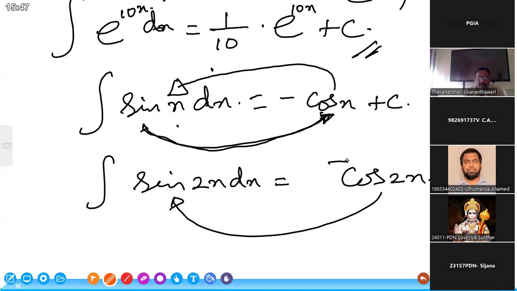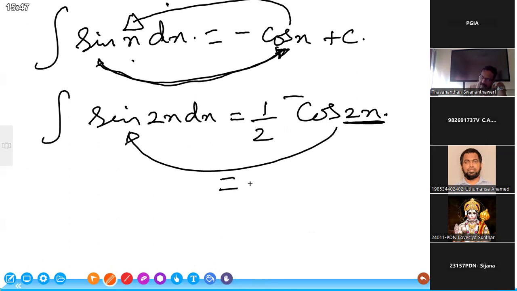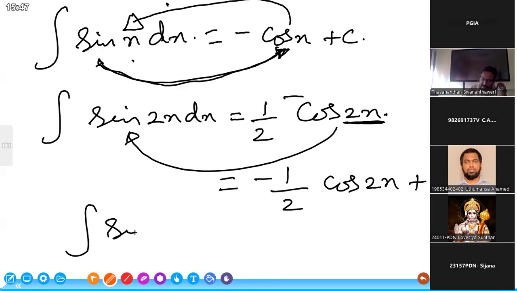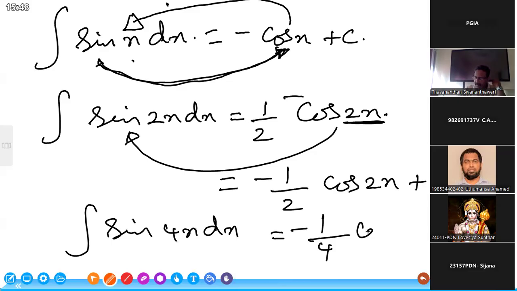Good. Now, if you differentiate 2x, it becomes 2. So where does this 2 go? If you say half, that 2 will be cancelled off. So you can write it as minus half cos 2x plus c. Similarly, if you write sine 4x dx, straight away we can say 1 over 4 minus cos 4x plus c.